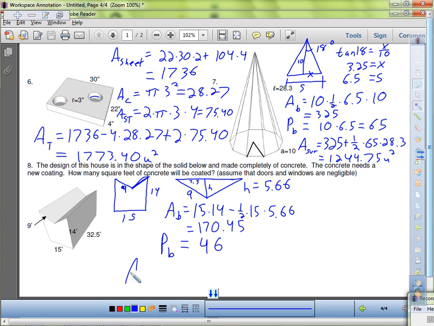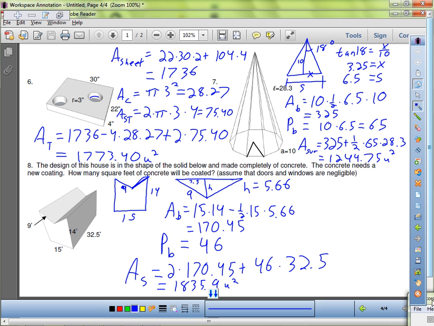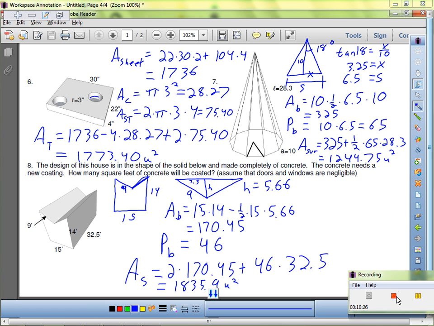So my area of the surface, 2 times the area of the base, 170.45, plus the perimeter, which is 46, times 32.5, which is that depth here. And I solve for that, and I get 1,835.9 units squared. Okay, so this is the front side. I am going to stop it here, and then you can pick up the second version on the next recording.